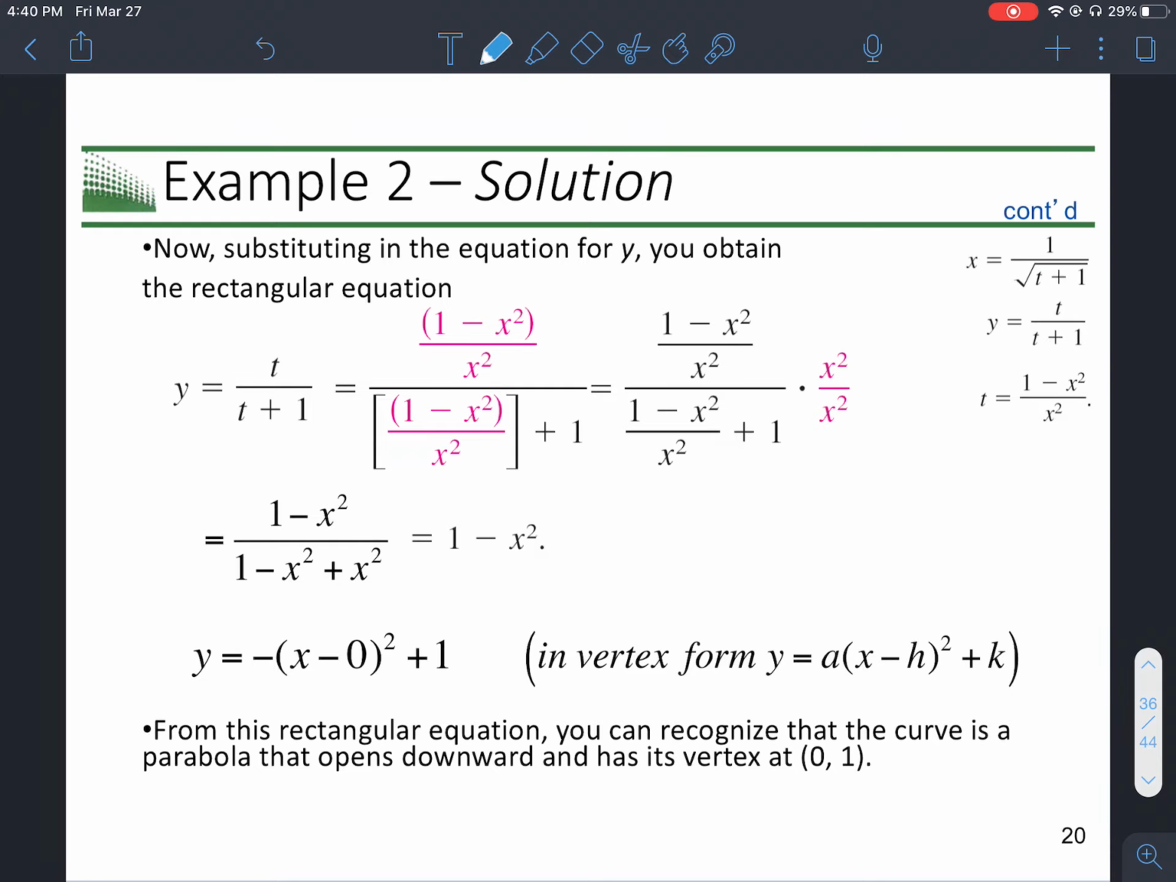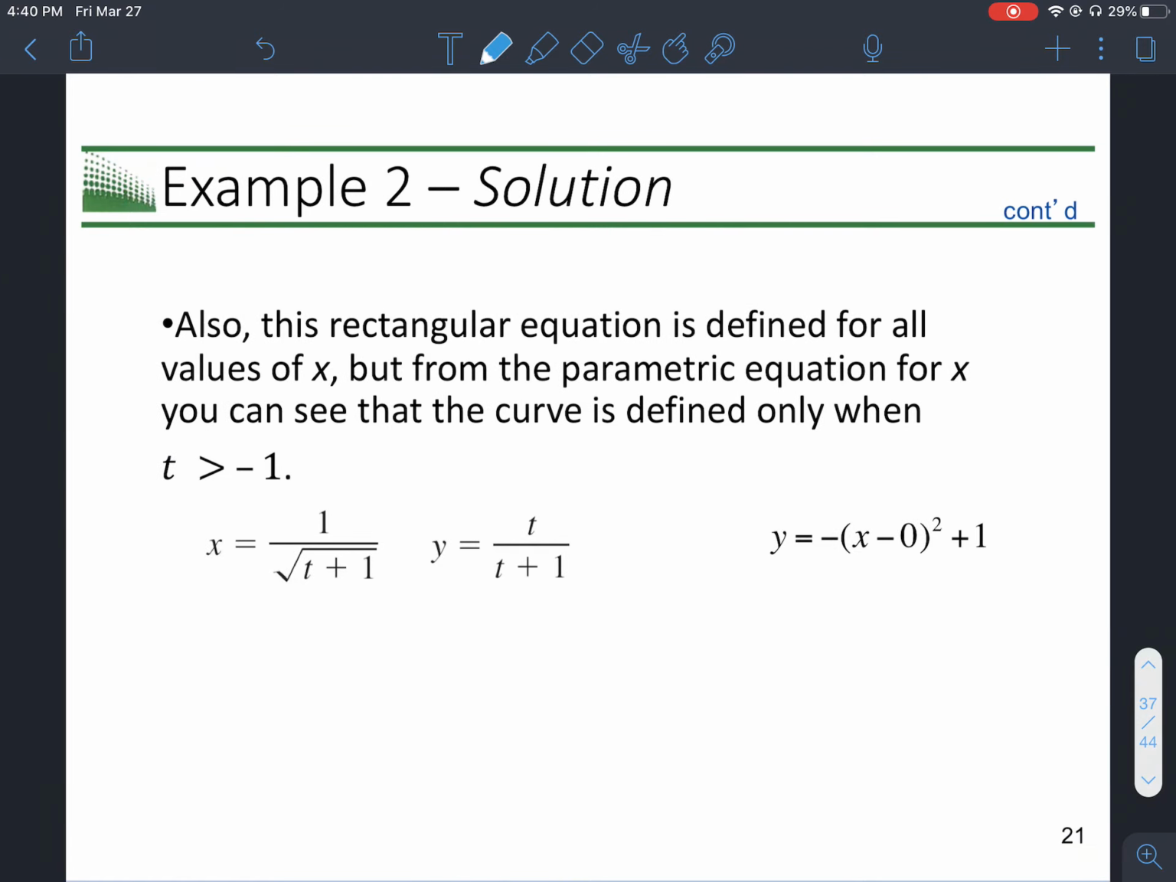Now, way back at the beginning, we talked about how t had a restriction on it. We said that t had to be greater than or equal to -1. That is going to put a restriction on our final equation, because if t values have to be greater than or equal to -1, that's going to restrict my x and y values. So this is not going to be a full parabola, but rather only part of a parabola, either half or a quarter or some section of a parabola.